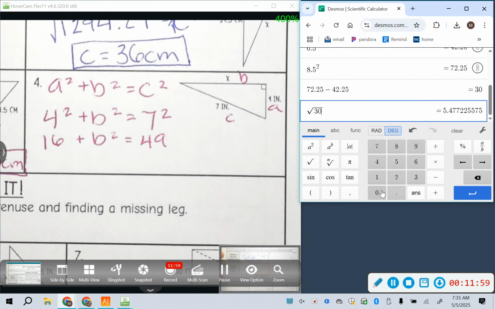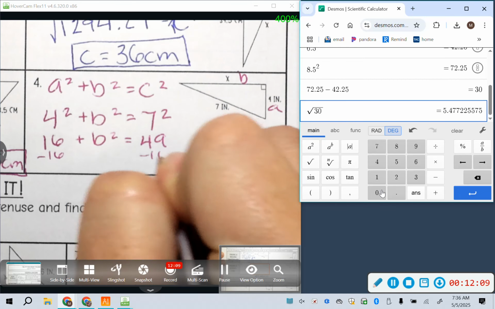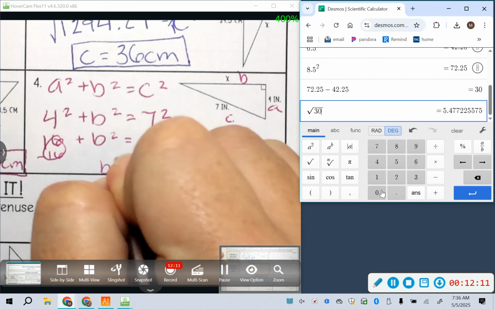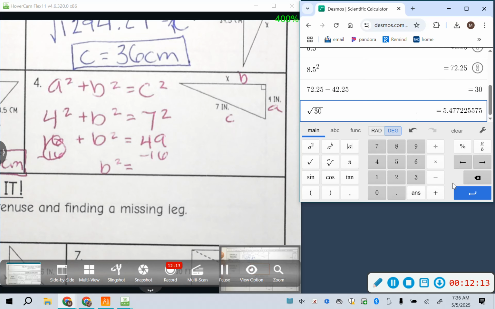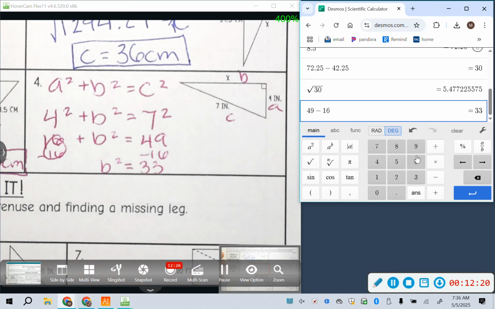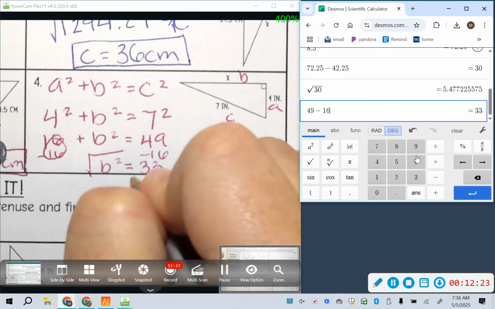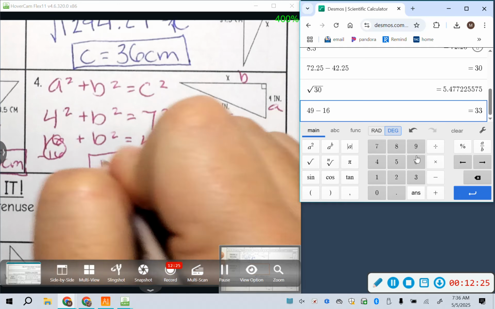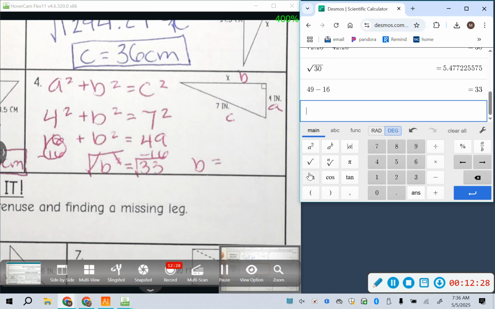Now what? Is it different because it's A versus B? No. How do I get rid of that 16? Subtract. So minus 16, minus 16. And I get B squared equals, I don't know what that is in my head. 49 minus 16, 33. What's my last step? Square root both sides. And I get B equals 5.7.